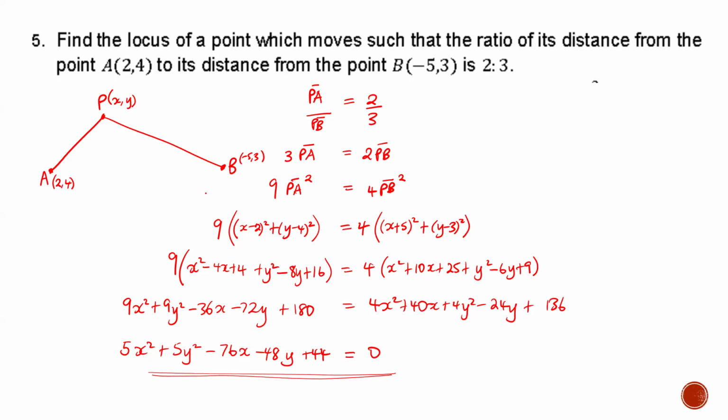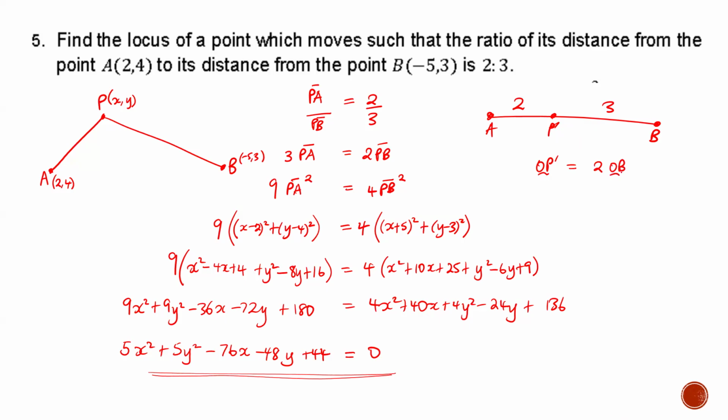Now, if you wanted to check if this equation is correct, we are certain from the ratio theorem that if I take a point, let me call it P prime, such that P prime lies on AB, I can get the position vector of P prime using the ratio theorem.